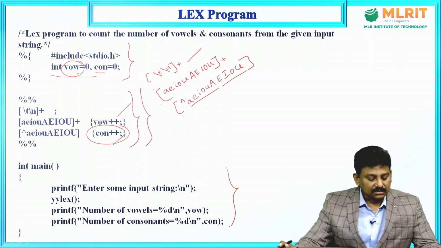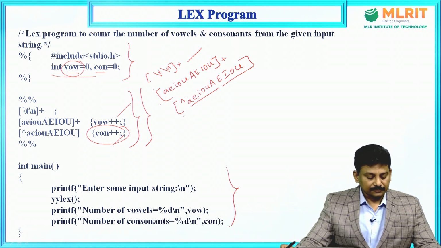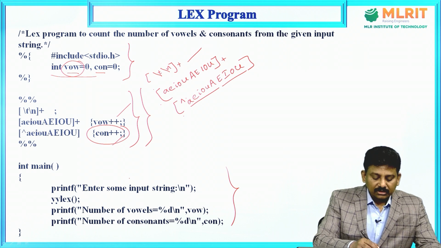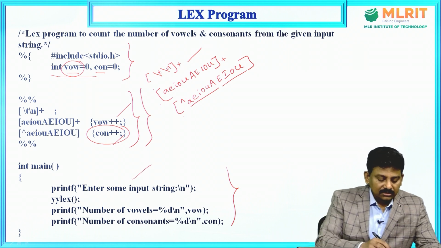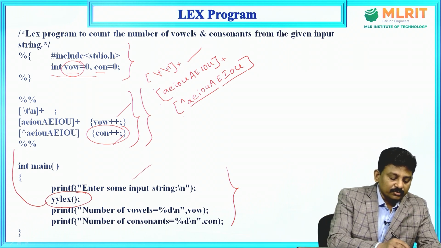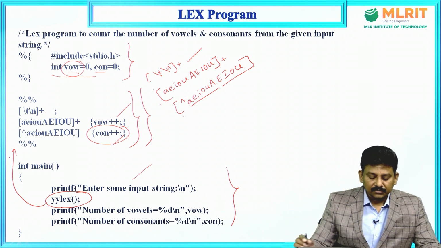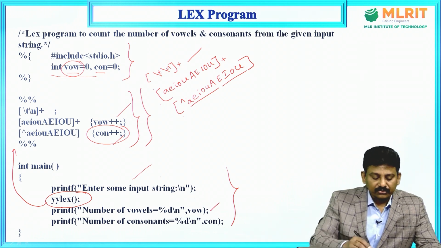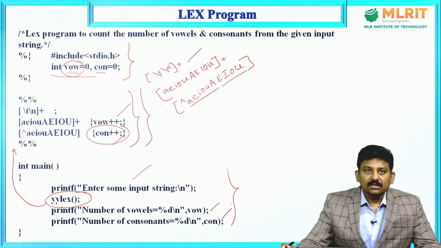The next, third part, that is auxiliary procedure. We will ask the user to enter the input string and this yylex will pass this input string to the rule section. After that, we will print the value of vowels and consonants.